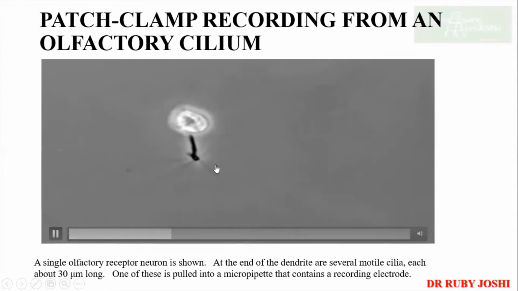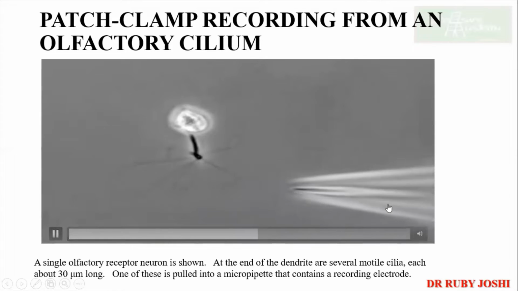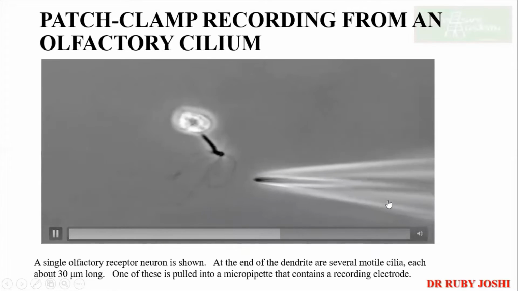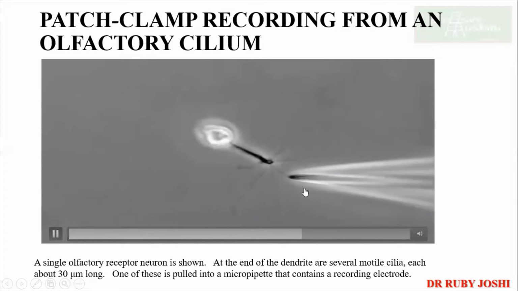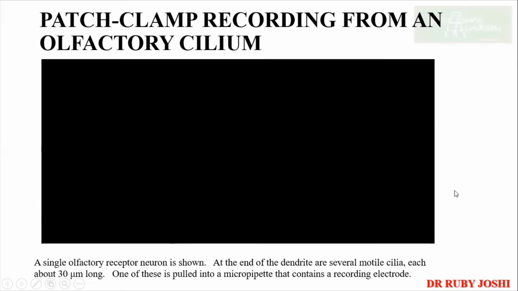So these are the cilia which you can see, right? They help in the sensing. Now, this is the electrode. It makes an attachment over here, and then it will take readings of what kind of impulses are being generated. Based on that, it understands how a particular cilium or particular neuron is functioning. So that is the work of the patch clamp.